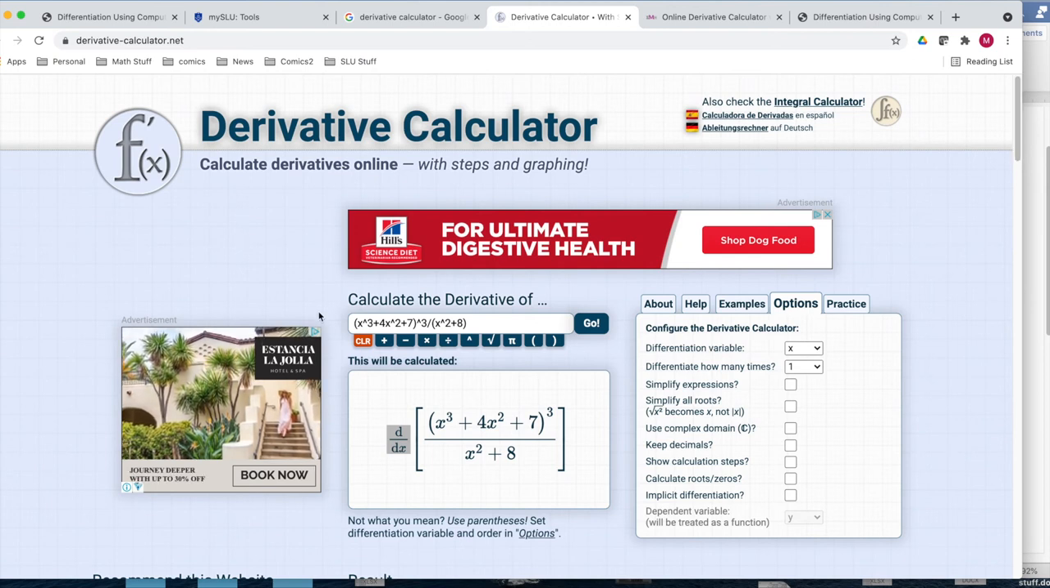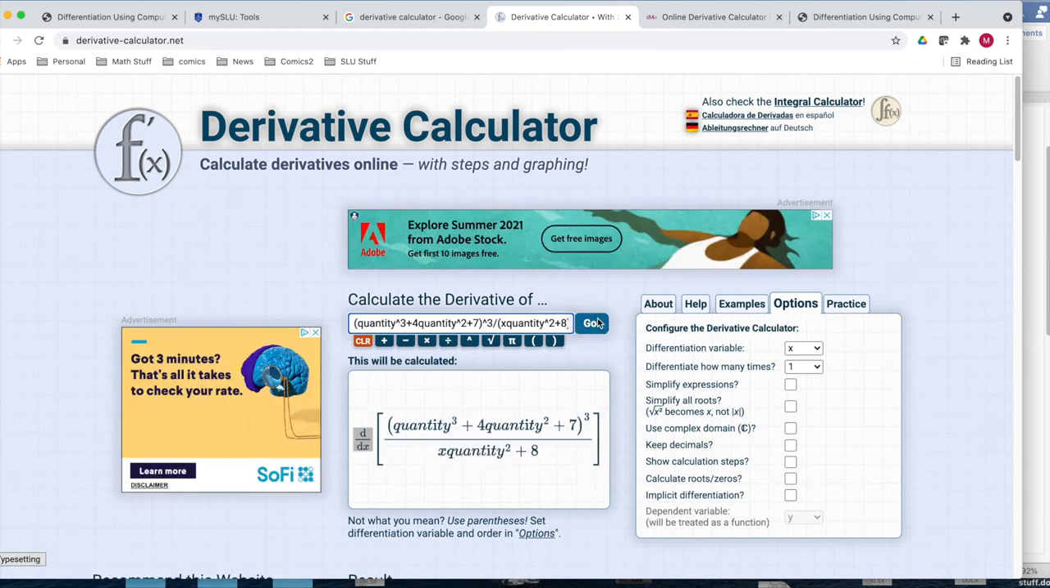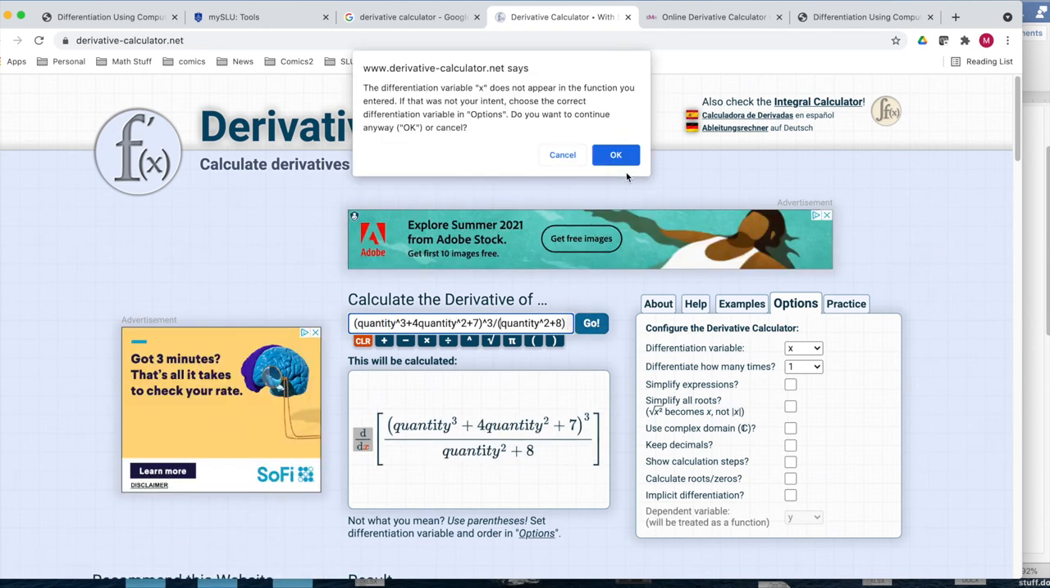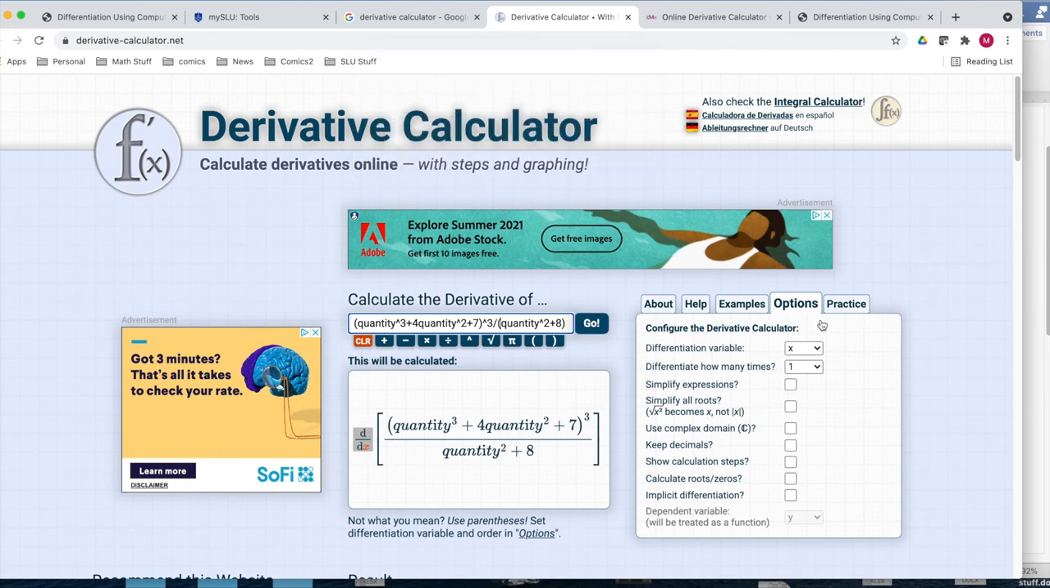Warnings of it. One is that you are only allowed one-letter variable names. So if I want quantity as my variable, I'm going to tell it to go. It says variable x, if it's not your intent, choose correct differentiation. So I'm going to cancel, look at my options. And notice I'm only allowed one-letter options.